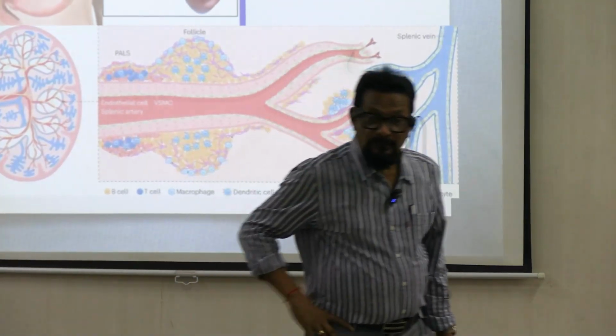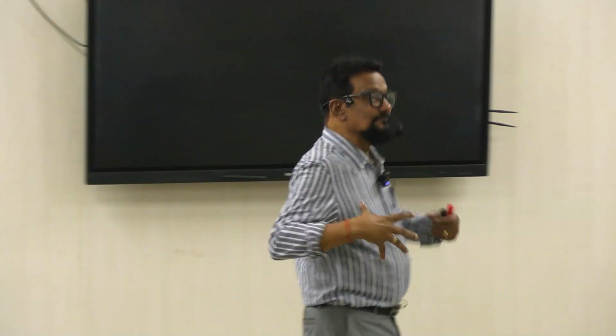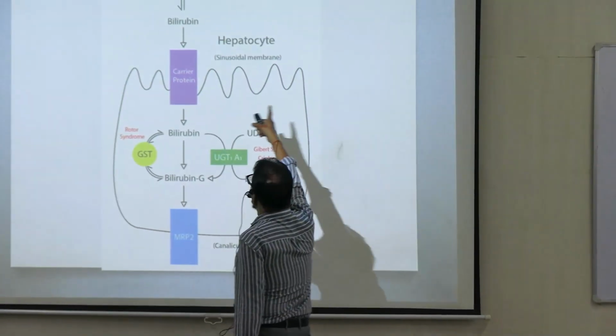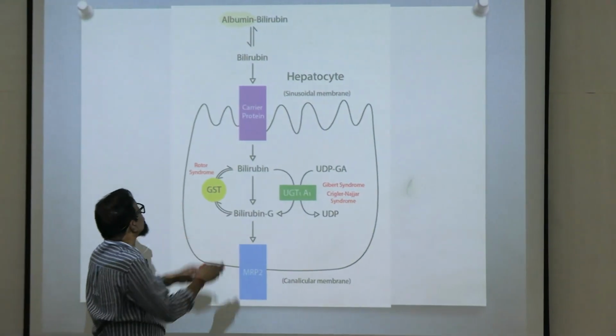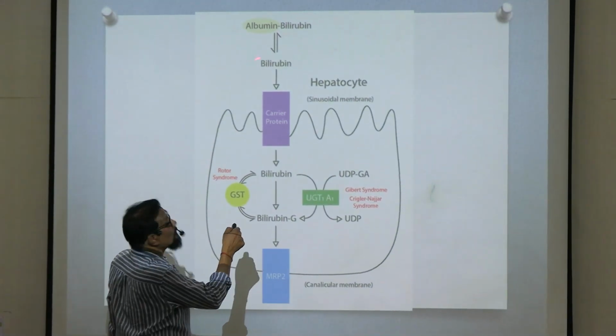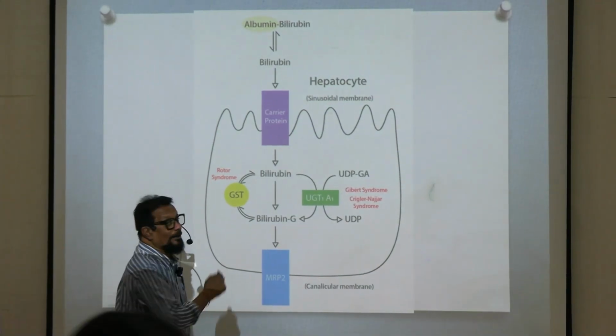So the kidney is not the way. Then what to do? How to process it? Okay, our liver is there. Send it to the liver. Through blood, along with albumin, it will enter into the liver. Fine. Let us see what happens in hepatocytes. In the sinusoid, albumin is released, and bilirubin enters into the hepatocyte through a carrier.